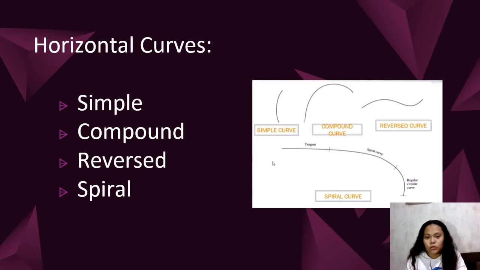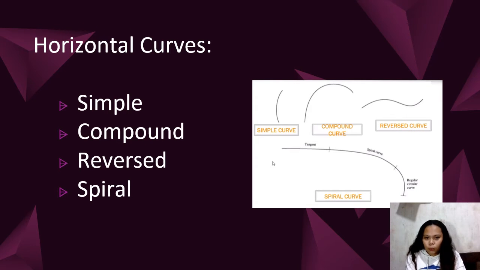In highway construction, we adopt important geometrical properties or concepts. These are the simple curve, the compound curve, the reverse curve, and spiral curve. Okay, so what is the purpose of these curves?